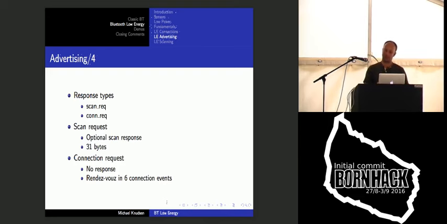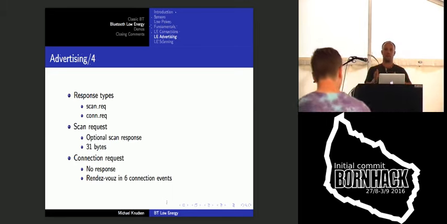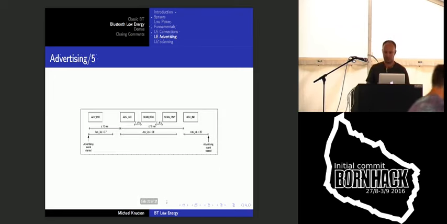But you can also get a connection request. And if you get a connection request, you don't respond to it. Instead, you have a rendezvous in 6 connection events. Basically, the connection request tells you where to show up in the radio spectrum and at which point in time. And then you just say that the connection is started at this point in time. So this is what this figure is showing. First we have an advertisement, and nobody responds to this. Then we have another advertisement, and somebody sends a scan request, and then we respond with a scan response.